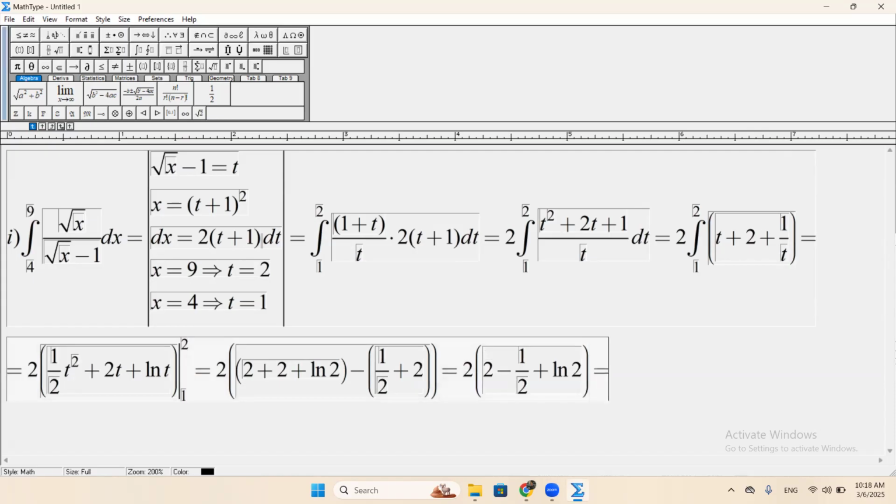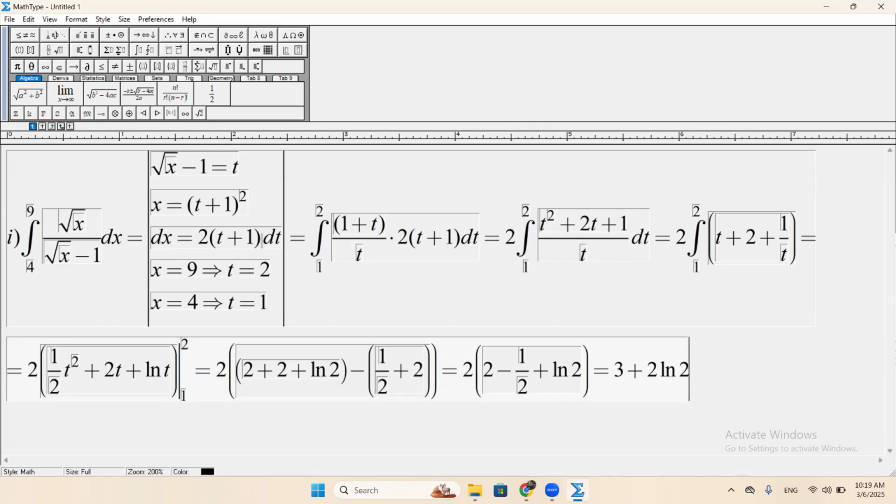And now let's expand brackets. So what we will receive? So 4 minus 1, so 3 plus 2 logarithms of 2. And that's it. For definite integral, we don't have to return to old variables. So we substitute variables, we adjust bounds of integration according to new variable, and then continue integrating.